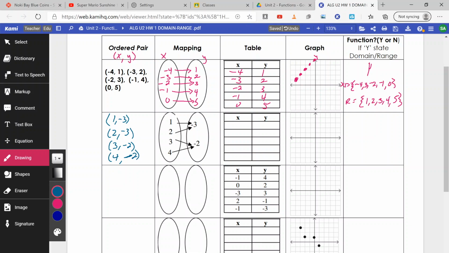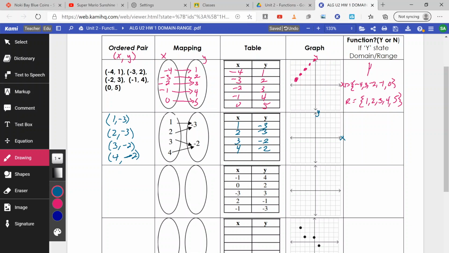To fill in the table, I just state my x values, 1, 2, 3, and 4, and then my y values, negative 3, negative 3, negative 2, negative 2. I'm going to plot it on the graph here. So 1, negative 3. Again, x goes to the right, y-axis is up and down.